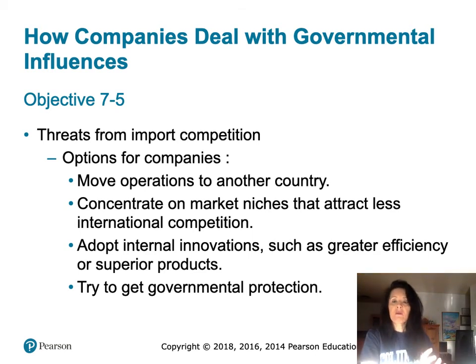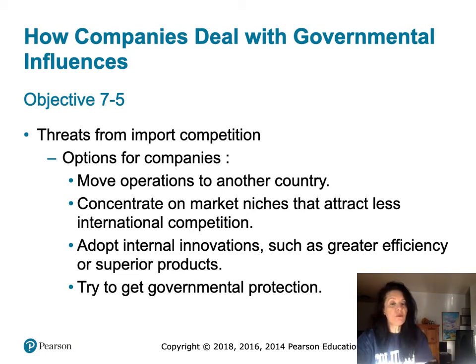Which is basically the fact that some of the companies may indeed be threatened by import competition from abroad, right? So when companies are threatened by competition from foreign countries' producers, they have several options to consider. Although there are risks and costs associated with each option, firms can still deal with trade restrictions by either moving operations to a lower cost country, right?